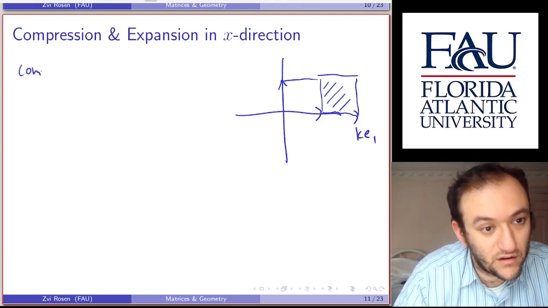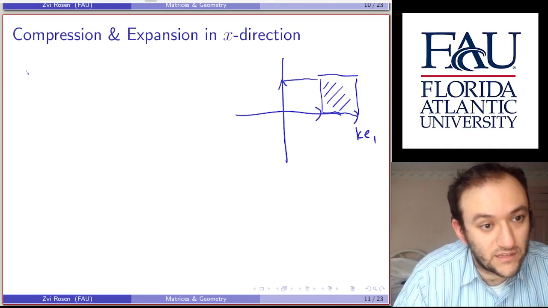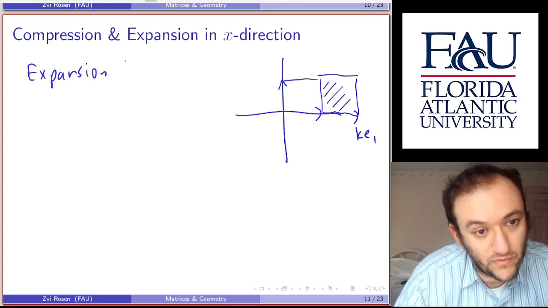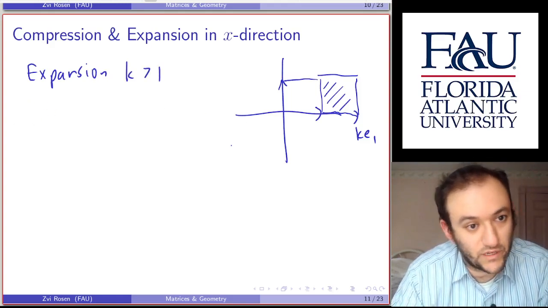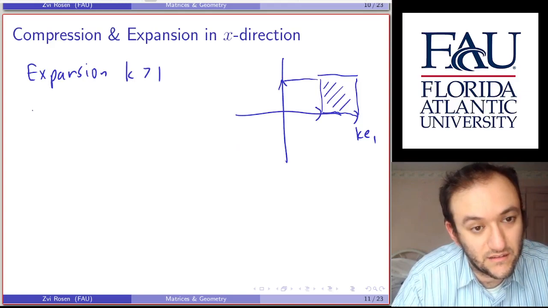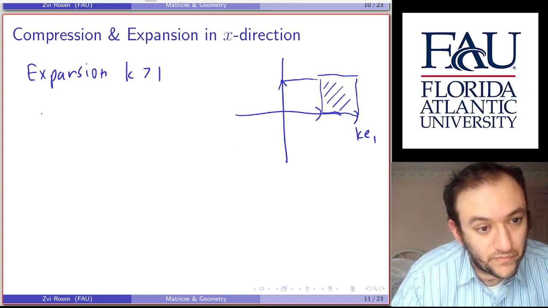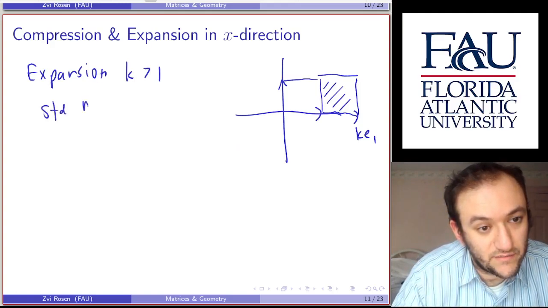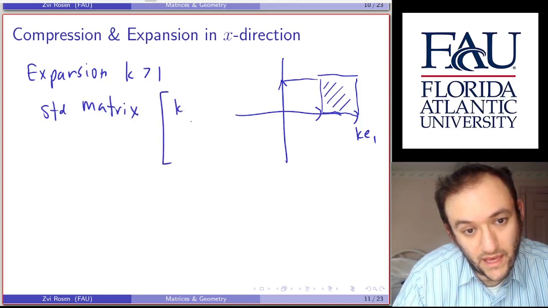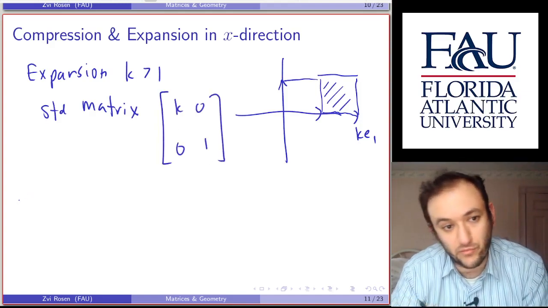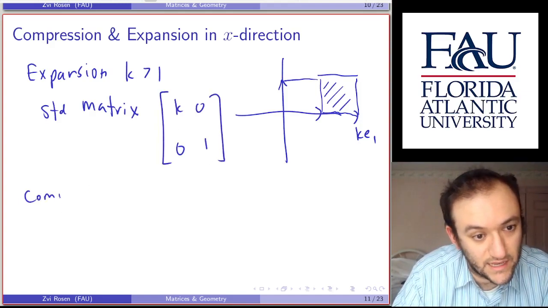So let's start with expansion. Expansion is where k is greater than 1. And the matrix that you get is just what it looks like. You get the standard matrix k, 1. Okay, and the same is true for compression. It's just compression is where it has k less than 1.